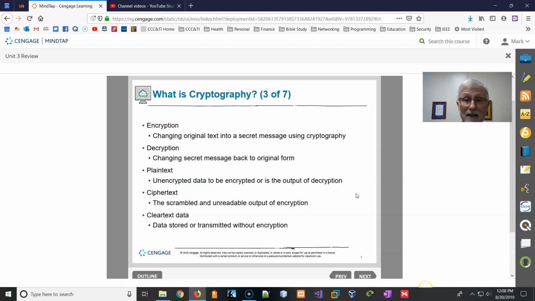Now, the ciphertext is the scrambled, unreadable output of the encryption. And then another type is clear text data. It's data that's stored or transmitted without encryption. Some of the older wireless technology security methods sent all data as clear text. So it meant you could just go out, look at it, observe it, capture it, and you could read everything that you wanted. We don't try to do that very much anymore.